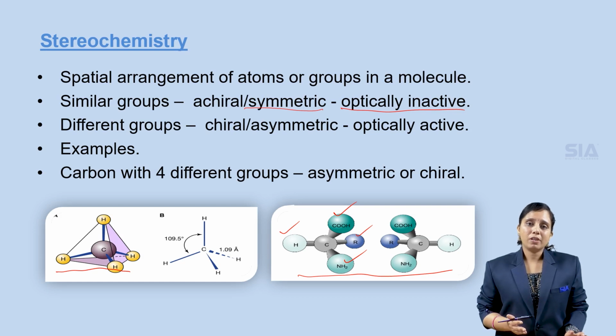Generally, for reference, if we have to say any compound to be chiral or asymmetric, we can say that a carbon surrounded with 4 different groups. All such carbons are chiral or asymmetric.